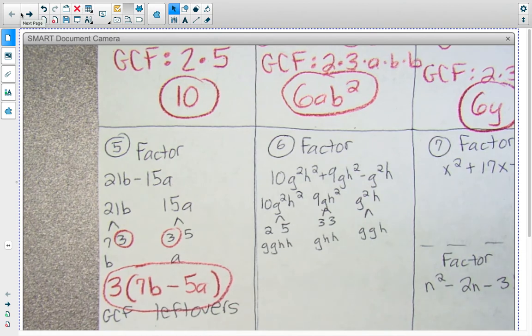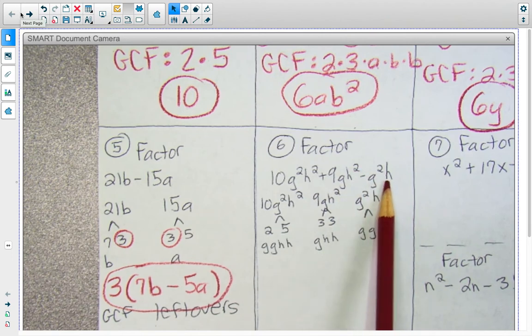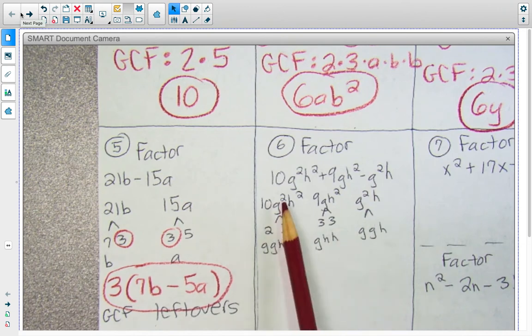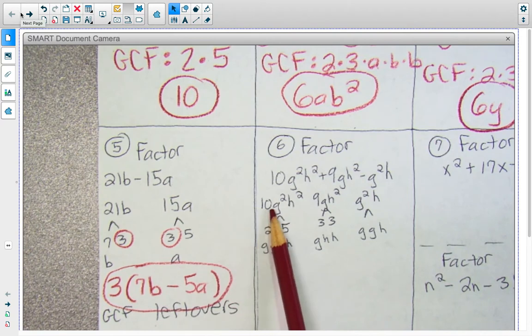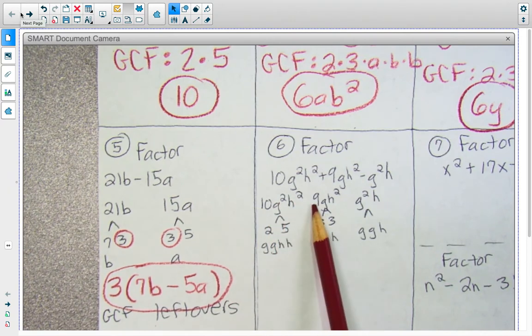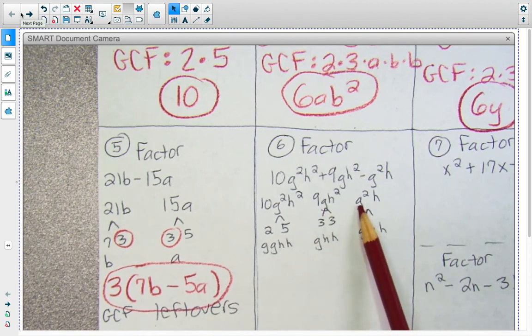So this one's a little longer. I'm on number 6. 10g squared h squared plus 9g h squared minus g squared h. So I got 3 terms for this one. And that's okay. It's a little longer, but I'm still going to go through. I did my factor trees. I broke down 10g squared h squared, so I did my factor tree here. I broke down 9g h squared. I did my factor tree here. And I broke down g squared h, and I did my factor tree here.